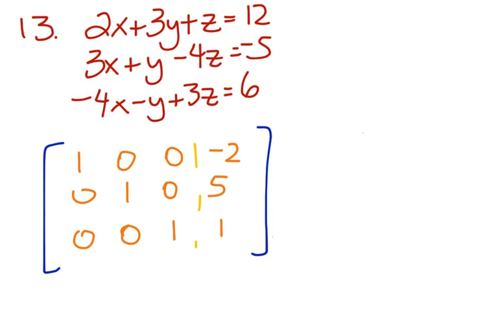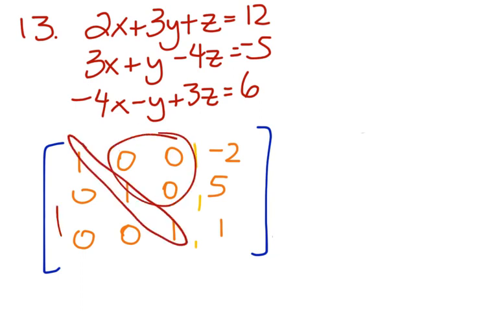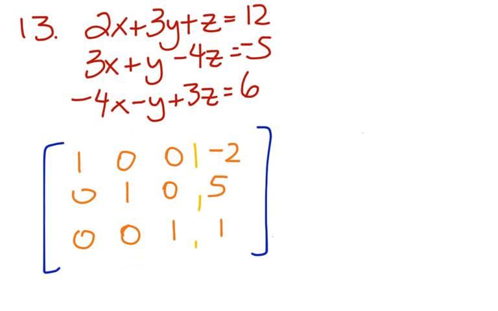This is what you will get when you do reduced row echelon form for number 13. And notice that you've got your ones and then everything else is zeros. And so that's how you know that you've got this correct. And that means that x is equal to -2, y is equal to 5, and z is equal to 1.